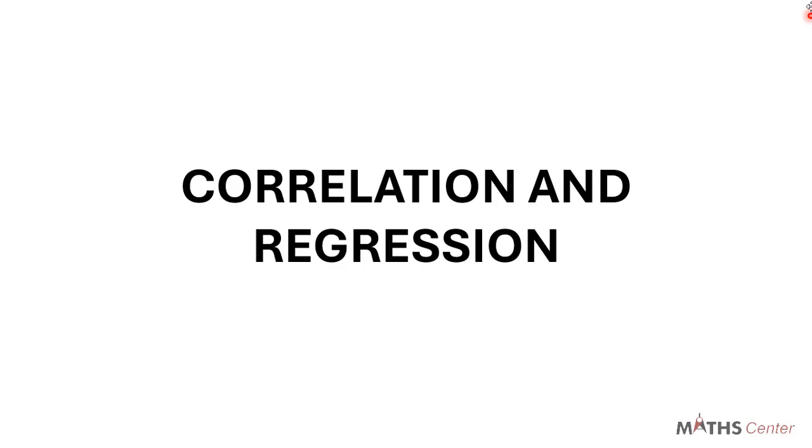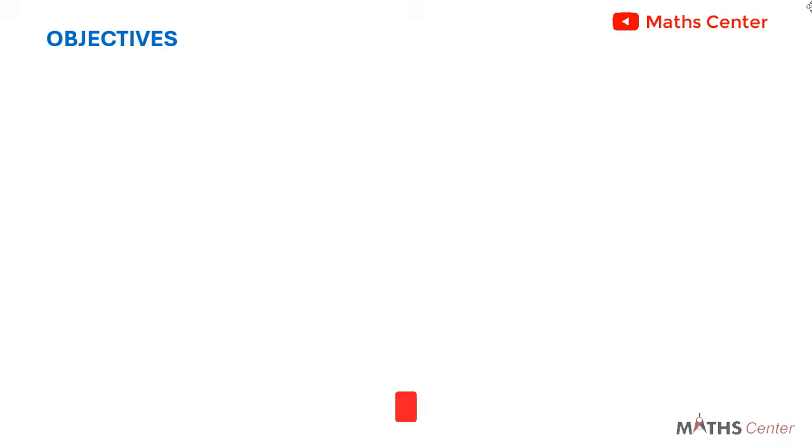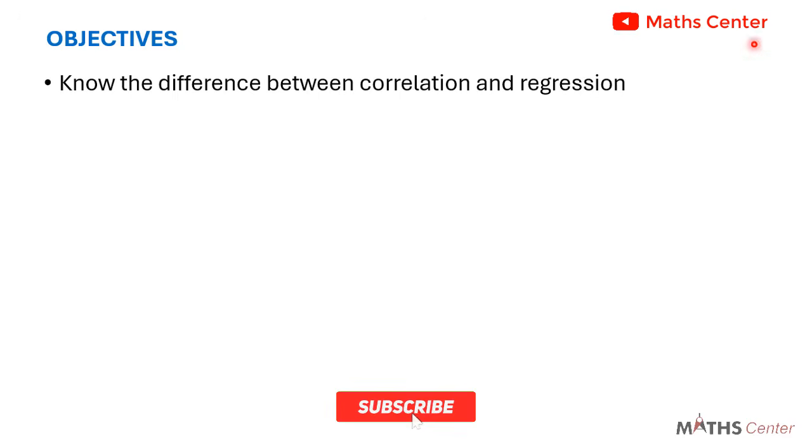We are beginning a new topic today, correlation and regression. Here are the objectives that we look forward to achieving at the end of the lesson. At the end of the lesson, you should know the difference between correlation and regression.